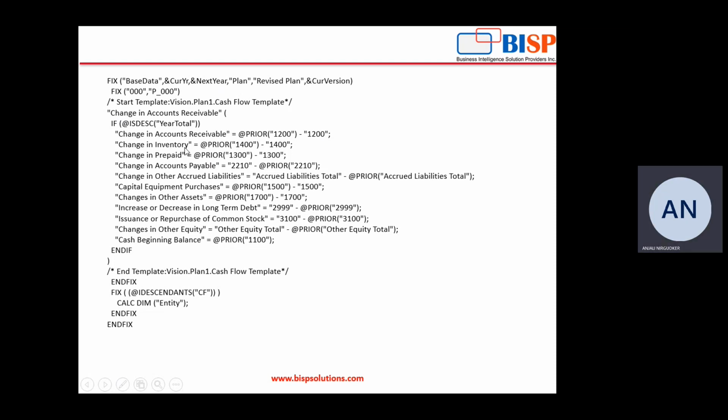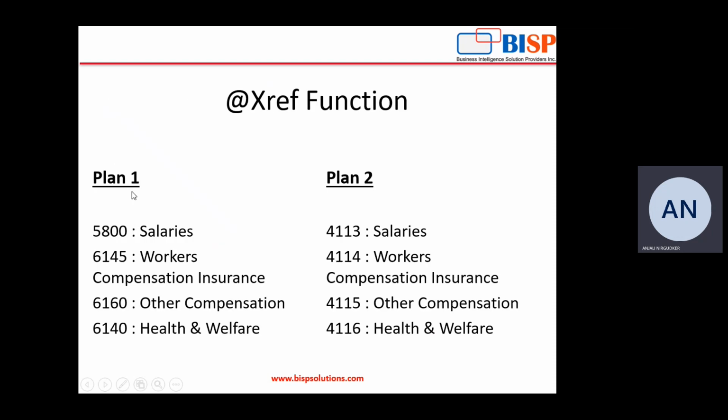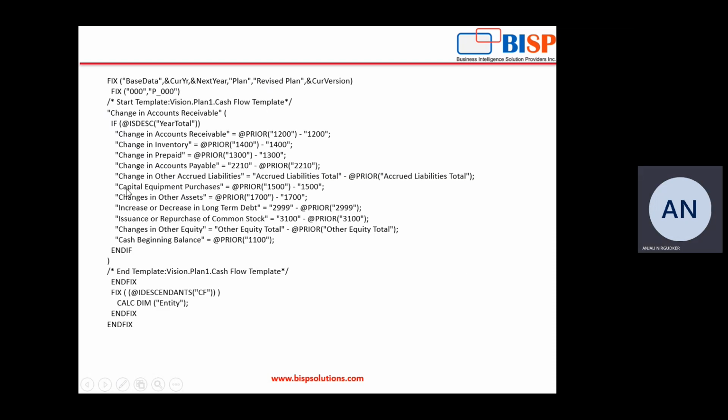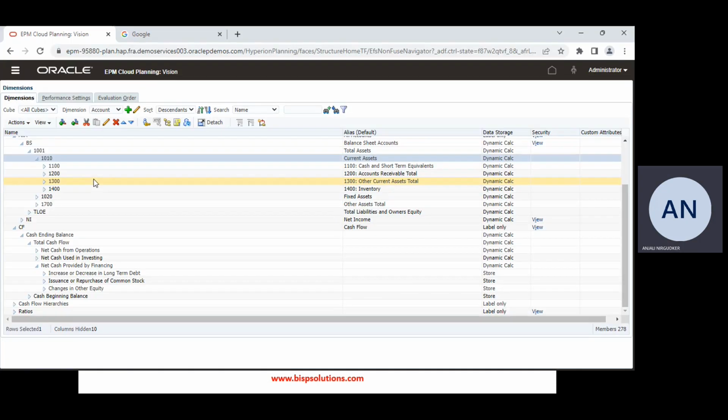Similarly, I have used it for inventory, prepaid, accounts payable, other accrued liabilities. So these were all the resulting activities from operating. Okay, so next we will move towards capital equipment. So what do we have in that? As I've already shown you in our hierarchy, that capital equipment purchases. Let me just show you again.